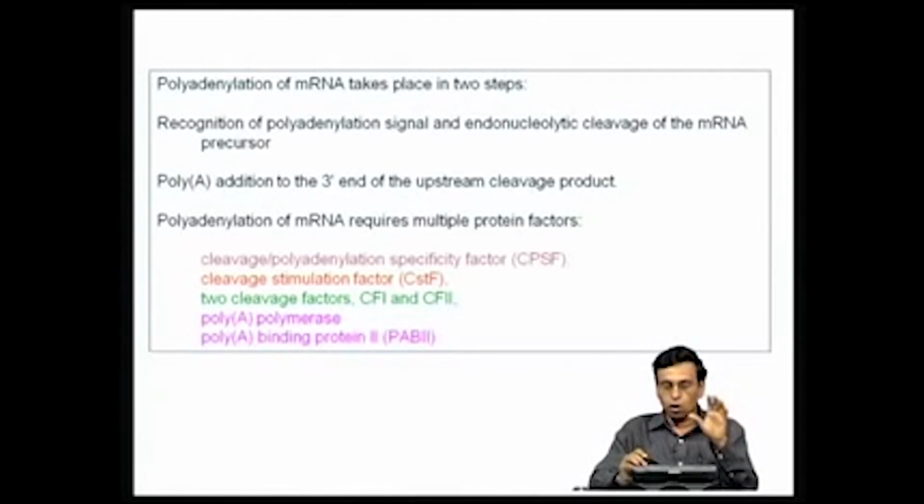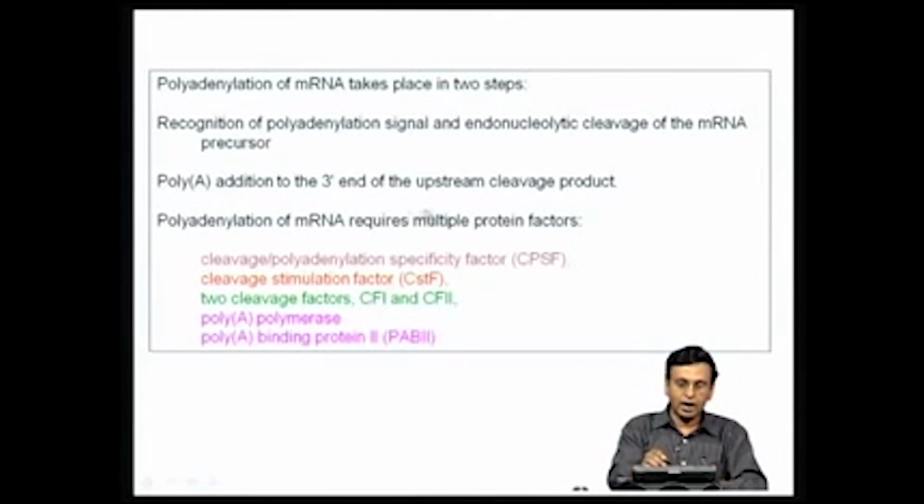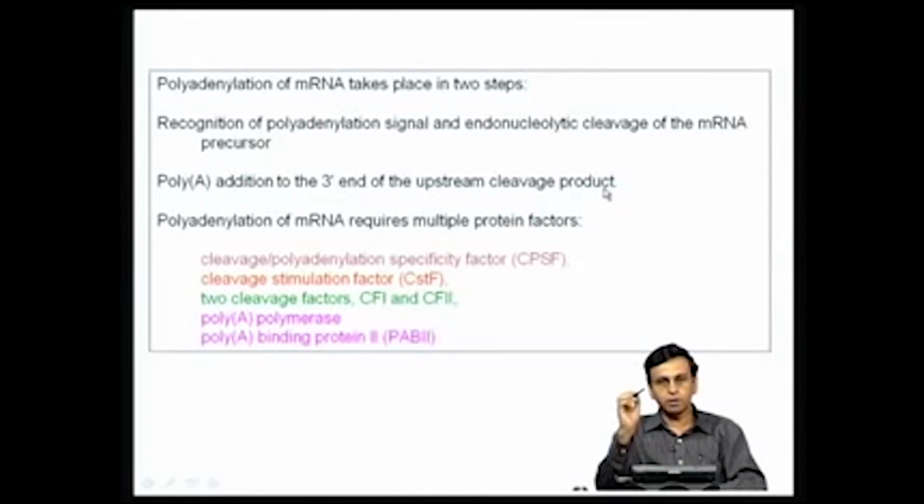Is it conserved among all messenger RNAs or is it different between different messenger RNAs? And once the machinery involved in polyadenylation recognizes that this is the polyadenylation signal, then the RNA is cleaved downstream of this polyadenylation signal, and then another enzyme machinery takes over, which actually adds poly A at the 3' end of the cleaved RNA. So, there are two important events of polyadenylation.